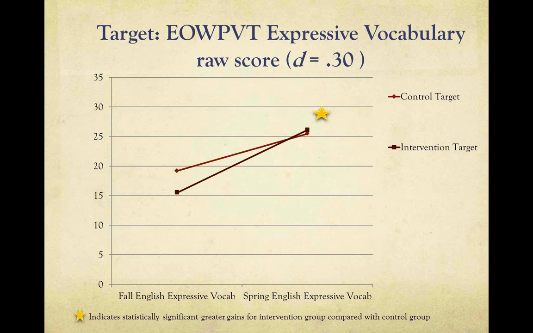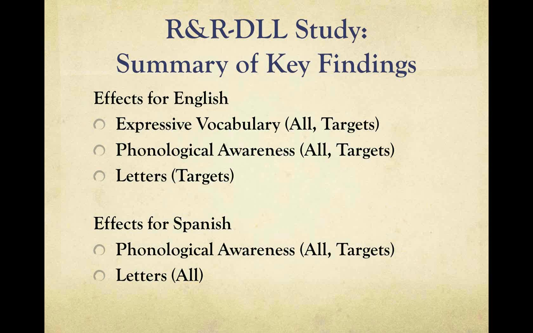So in summary, we find some nice effects of the intervention for children's skills in English as well as their skills in Spanish. For our effects for English, we find some differences in expressive vocabulary for our target children as well as for when we just look at the classroom level as a whole, not even the children who participated in the small group lessons, that's what that all refers to. So all refers to the classroom level, and then target refers to those children who participated specifically in those small groups.